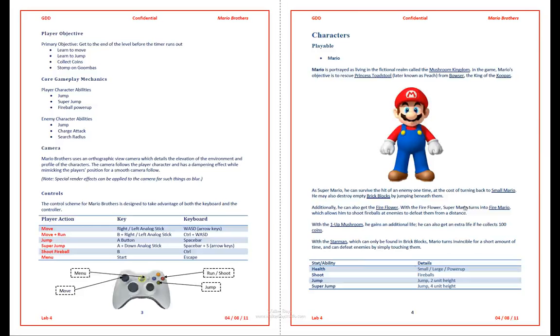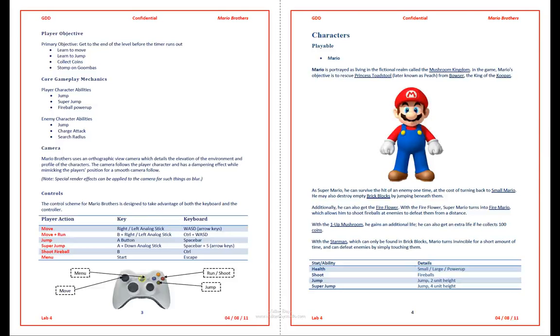We can also go into the stats and the abilities of the player. What can he do? If he's going to jump, how high can he jump? If he's going to shoot, how often can he shoot? If he has health, how much health does he have? So we want to define those properties, define that background to the character and how he's involved in the world that we've created.